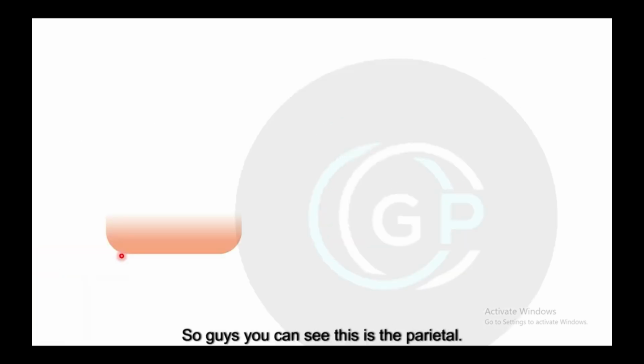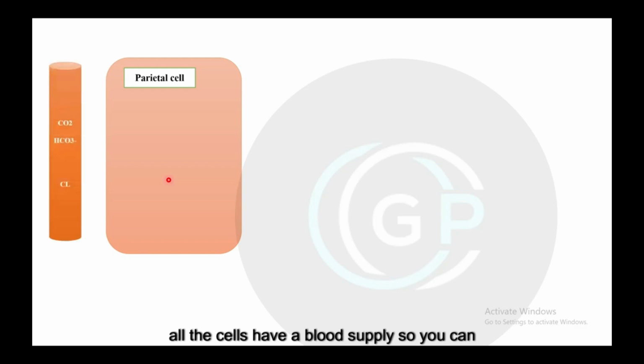So guys, you can see this is the parietal cell. All the cells have a blood supply. So you can see this is a blood vessel which consists of oxygen and different chemicals and substances that are essential for cells. So you can see here carbon dioxide, bicarbonate, chlorine. I have shown only those substances which are important for this chapter. Definitely this is a parietal cell, which means it should have water.